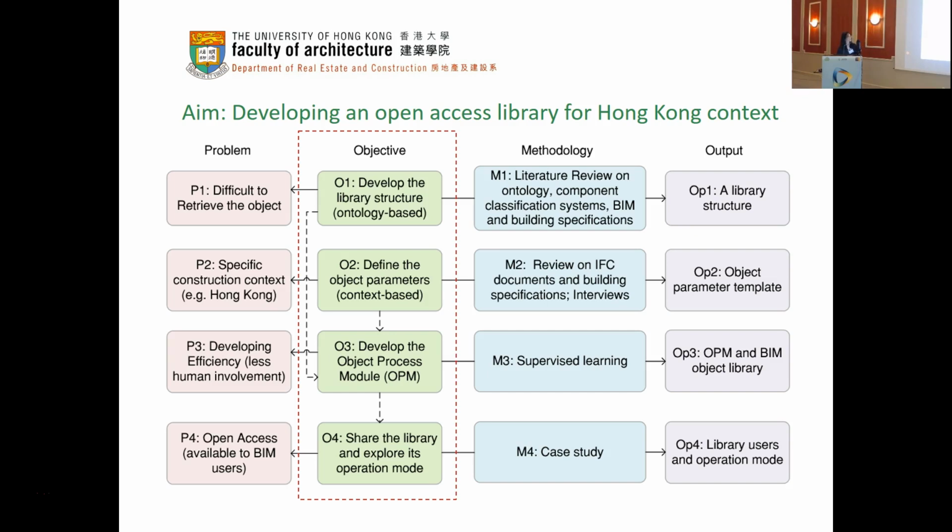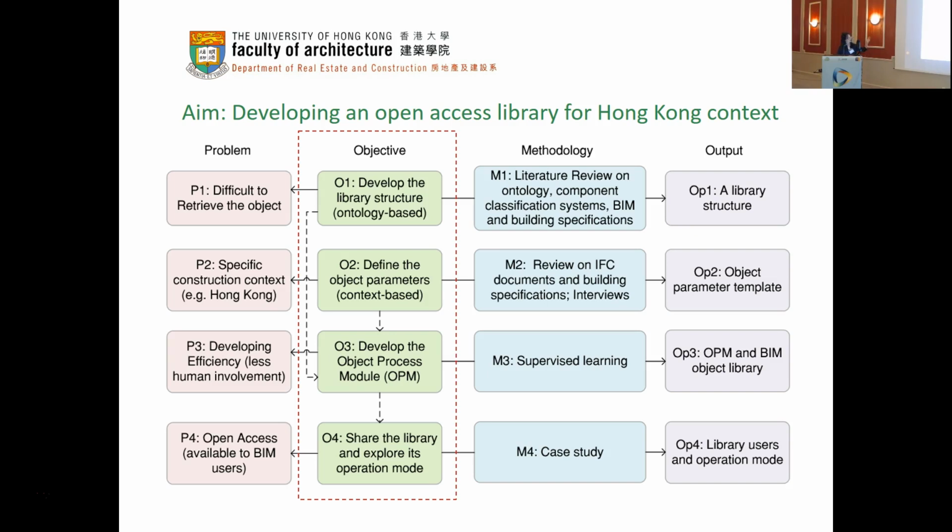The second objective is to define the object parameters, which actually define what a BIM object is. These parameters are based on the Hong Kong construction context, so that the information is confined to the construction context and ready to be used in Hong Kong. We could do this through a literature review on IFC documents, which we mentioned just now, building specifications, and interviews with representatives from the AEC industry.